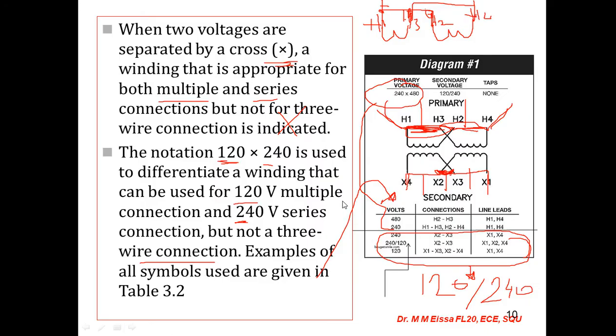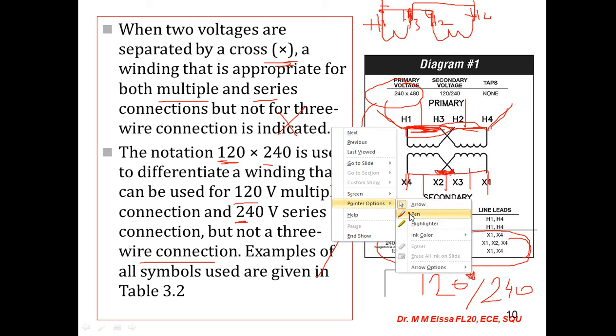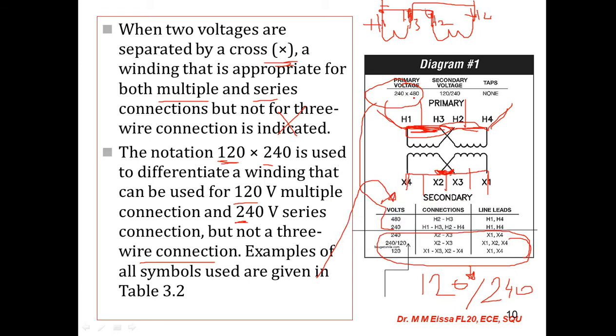Here we have a specific connection with 240 multiplied by 480. This is for the primary. For the secondary, we have 120/240. So here we have many meanings actually. For 240 multiply 480, these are for the primary circuits.